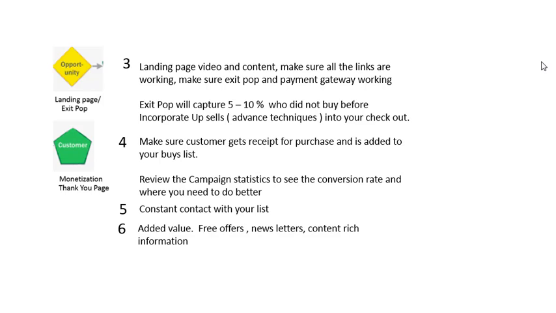Number six, added value, free offers, newsletter, content-rich information. All of this goes to build a relationship with your list, and that's what you're going to need because the money is in your list. Number seven, first-class support and no-hassle refunds where applicable. If they're not happy, give them their money back. No hassles, no questions, just do it. And if you're working with affiliates, and we'll get into affiliate marketing later on, and there's a screw-up because one of your links wasn't working, you've got to pay those guys.